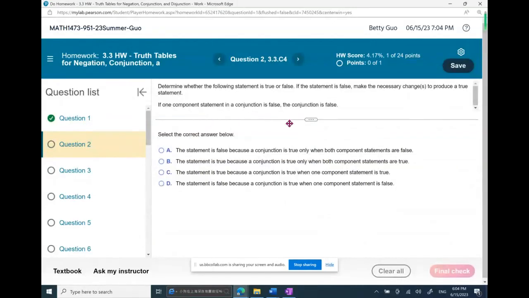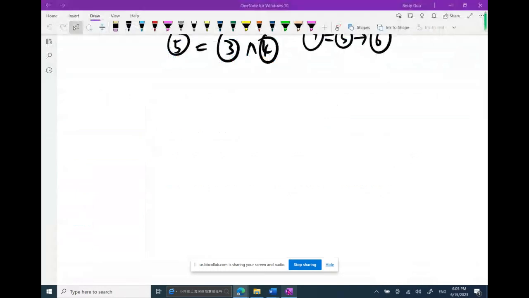Determine whether the following statement is true or false. If the statement is false, make the necessary change to produce a true statement. The statement here: if one component statement in a conjunction is false, then the conjunction is false. It is correct. Let me show you what this is talking about.